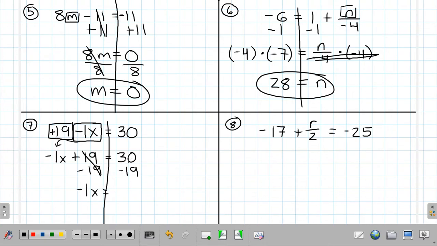-1x is equal to 30 minus 19 is 11. Divide by -1, so that gives me x is actually equal to 11 divided by -1, -11. Okay. But like I said, just like number 6, just like number 4 before it, don't get frustrated or don't get confused by the flipping around of terms or flipping around of the equation.